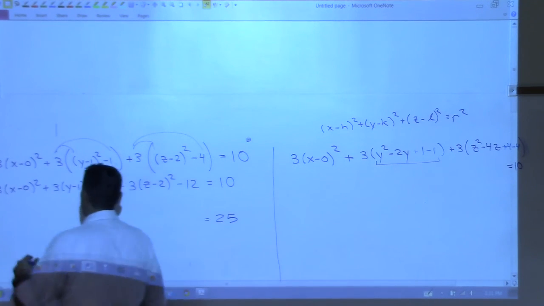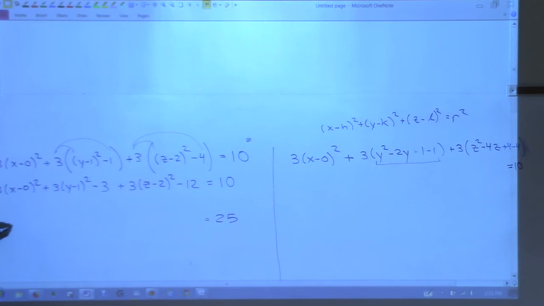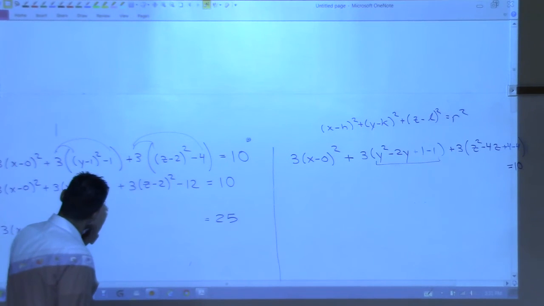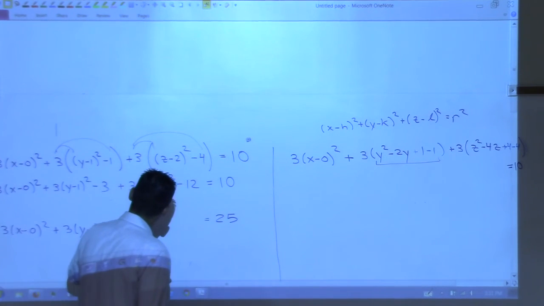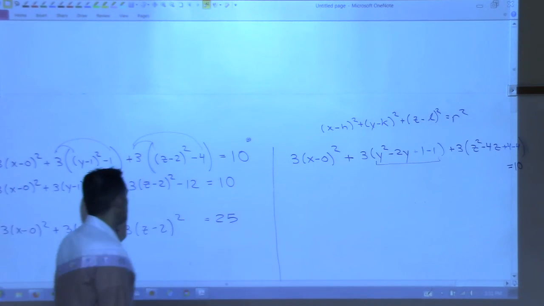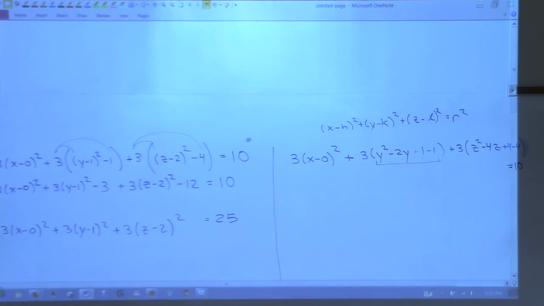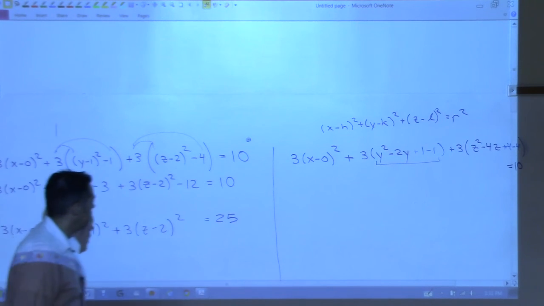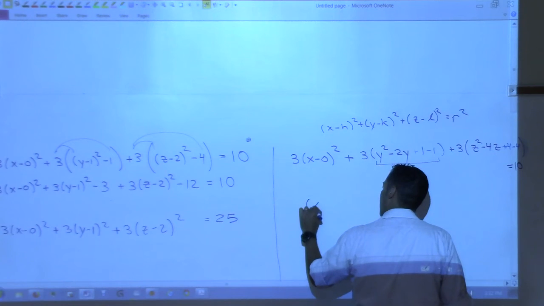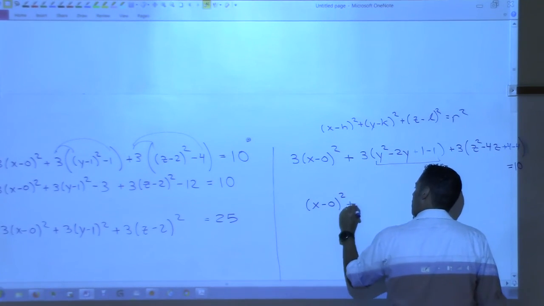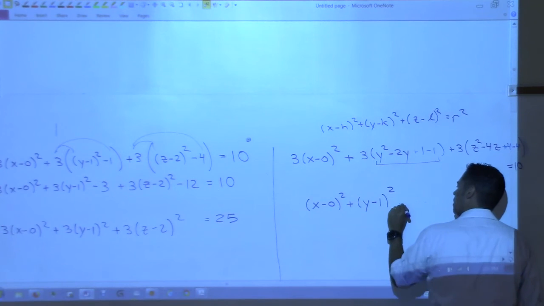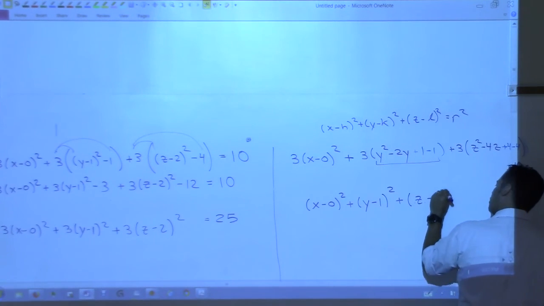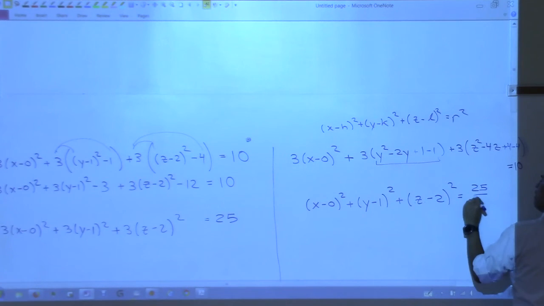And then all of these still have 3 in front, don't they? So I have one more step. What's my one more step? I've got to divide both sides by 3 because the standard form does not have the coefficient in front, right? Well, it's 1. So we've got to get rid of that 3, that 3, that 3. So divide everything by 3, and that will bring us to the end. We'll have x minus 0 squared plus y minus 1 squared plus z minus 2 squared equals 25 thirds.